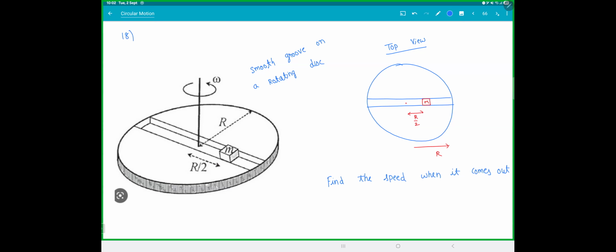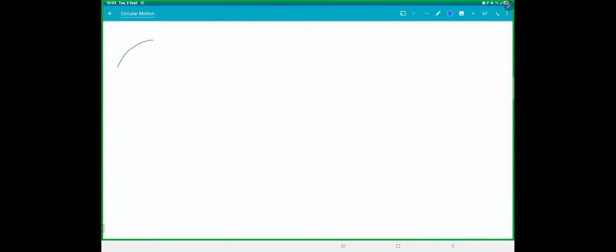Omega r by root 2, root 3 r by root 2. Let's see this thing. It's a small trap though. So this is a slot. Let's say after some time, the block has traveled some distance. Let this be x. So what are the forces acting on this? If you observe, there's only one force acting on this, m omega square x. So the centrifugal force is dragging you out.